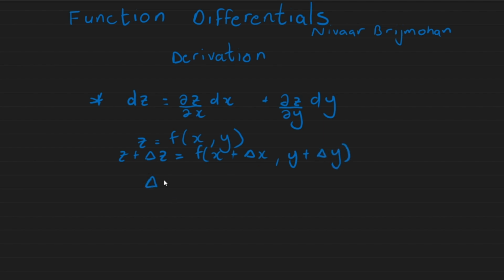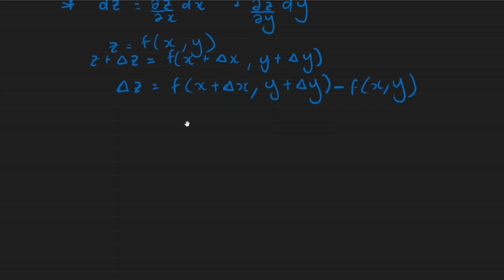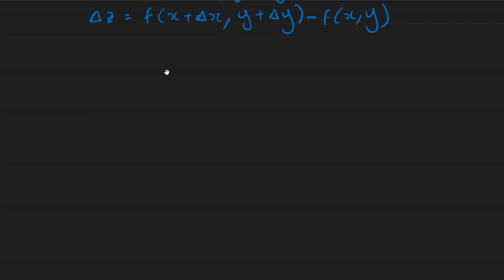So of course, the change in z is simply the function with the changes in x and y, subtracted by the original function. In other words, we take this z to the other side, and z is of course a function of x and y, so we write minus z, and z is equal to f of x, y. So using this equation as the basis, we can now proceed in writing Taylor series.